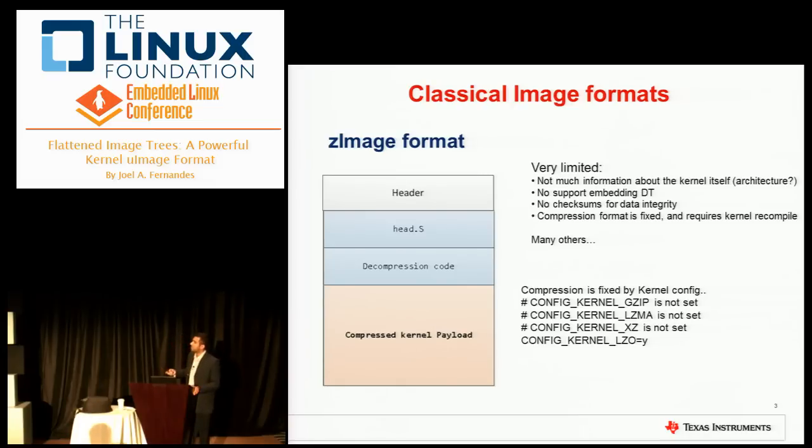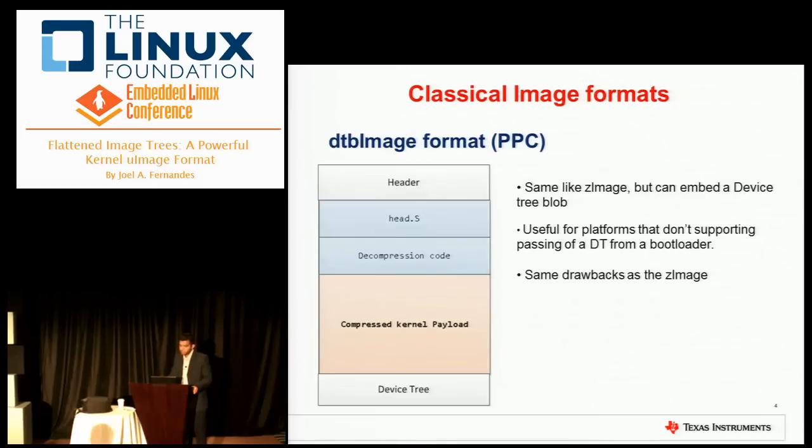So this format is very limited the way it is. There's hardly any information about the kernel itself, what architecture it has, and there's really no support out of the box for embedding a DT, a device tree, meaningfully in this format. There's no checksums for data integrity, and a bunch of other limitations. It does have a few kernel decompression algorithms, though.